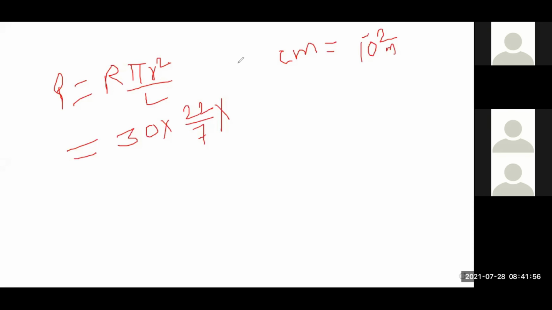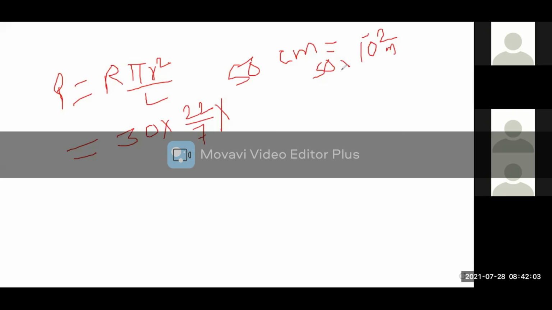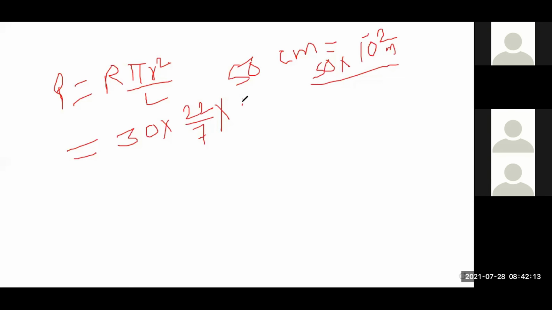Suppose here 50 centimeter is given. We convert it with 10 raised to minus 2 like this. Suppose 50 into 10 raised to minus 2 meter. Now here we have to put it into the millimeter, so we get 5 into 10 to minus. Directly you can write here 0.5 its square like this and then divide by L.